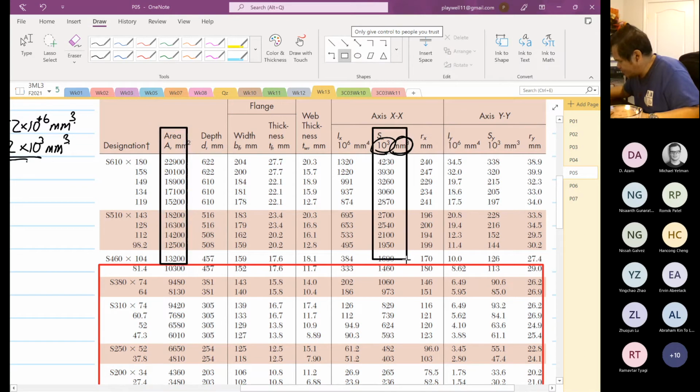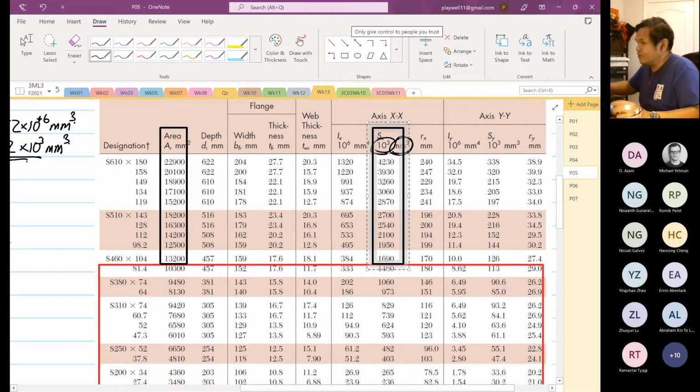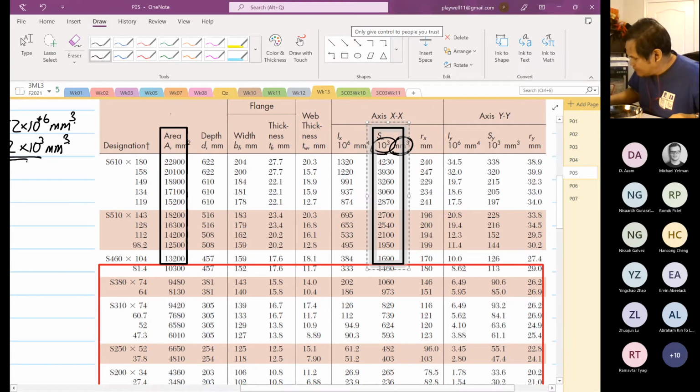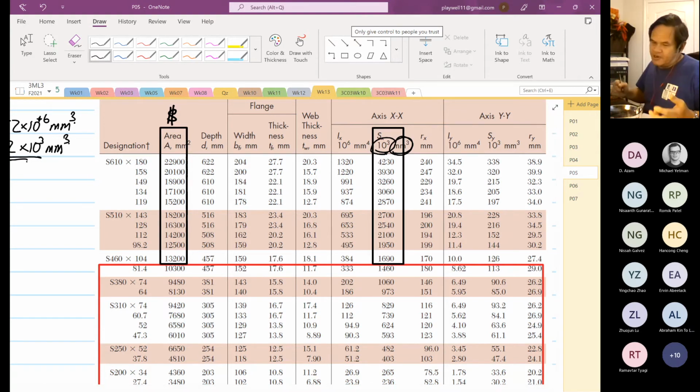Any idea why cross-sectional area, anyone? Why do we have to focus on the cross-sectional area also? Because of cost. It's all about cha-ching. It's all about money. The bigger the cross-sectional area means the heavier the steel. The heavier the steel means more money.